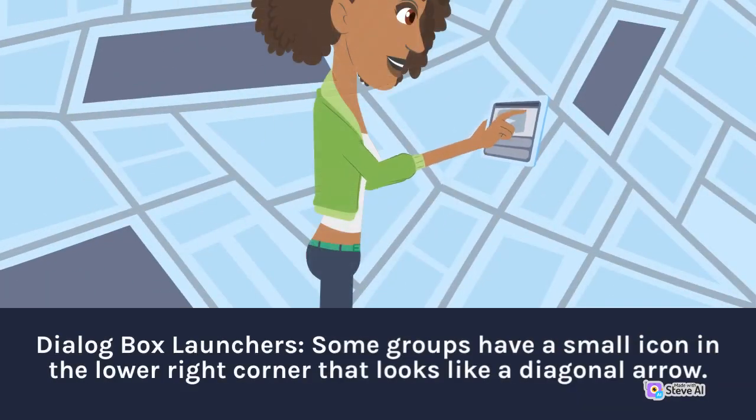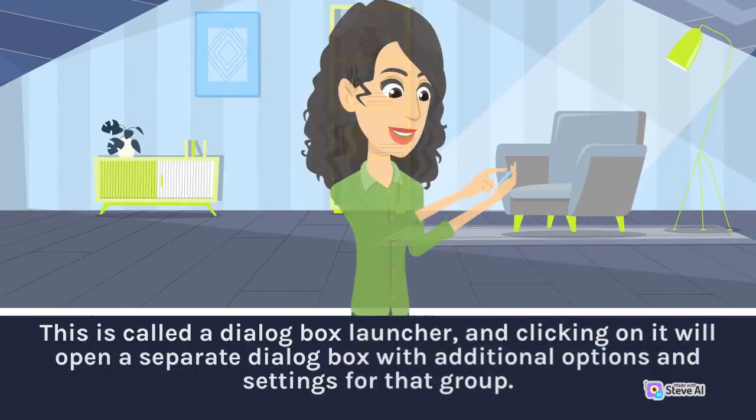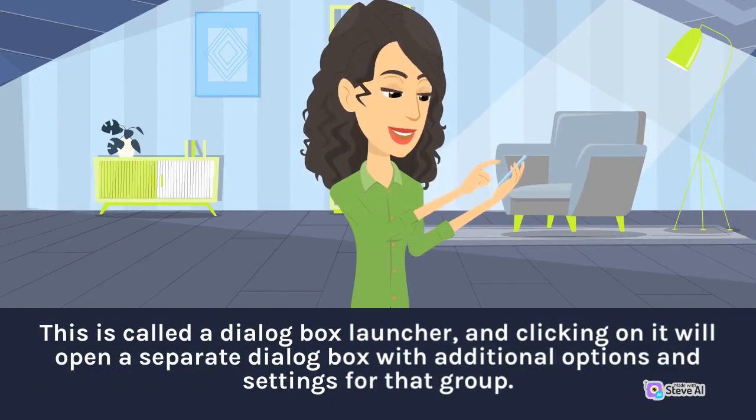Dialog box launchers. Some groups have a small icon in the lower right corner that looks like a diagonal arrow. This is called the dialog box launcher, and clicking on it will open a separate dialog box with additional options and settings for that group.